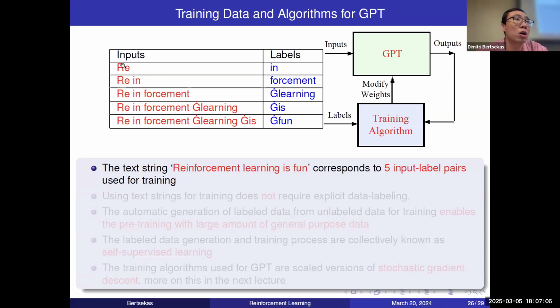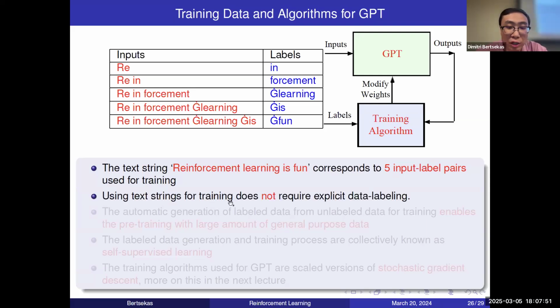So start with the first token as input and the second as label. This is 1 training data. And the first 2 tokens as input and the third token as label. This is the second training data. You can proceed similarly. Then in the end, you have the first 5 tokens as input and the 6th one as label. In total, you have 5 input and label pairs used for training.